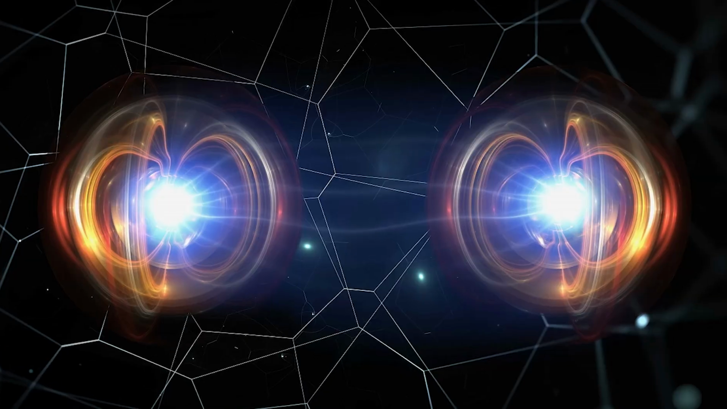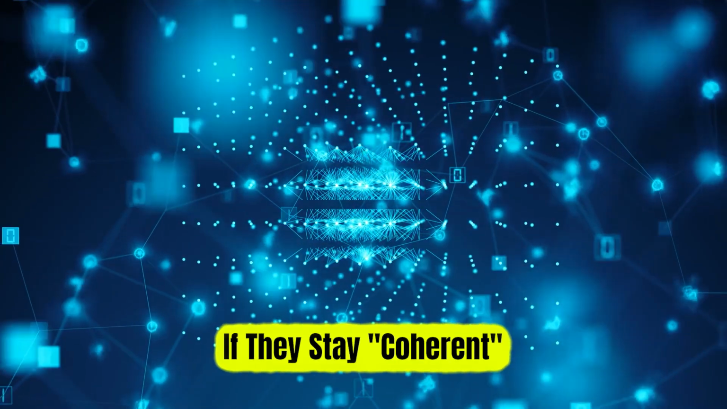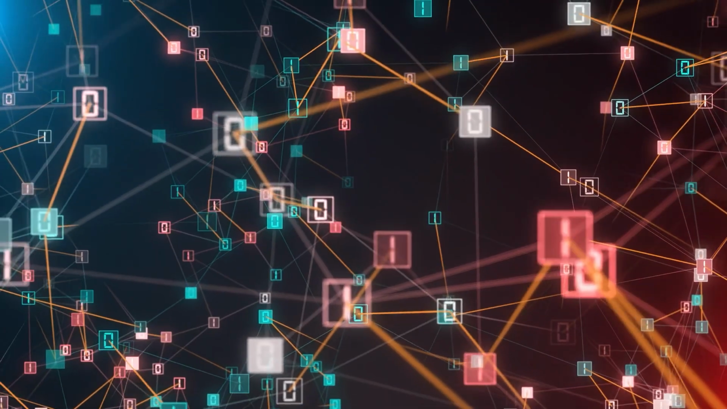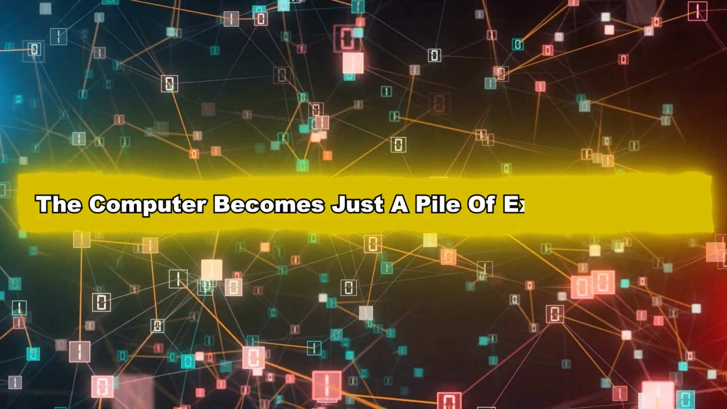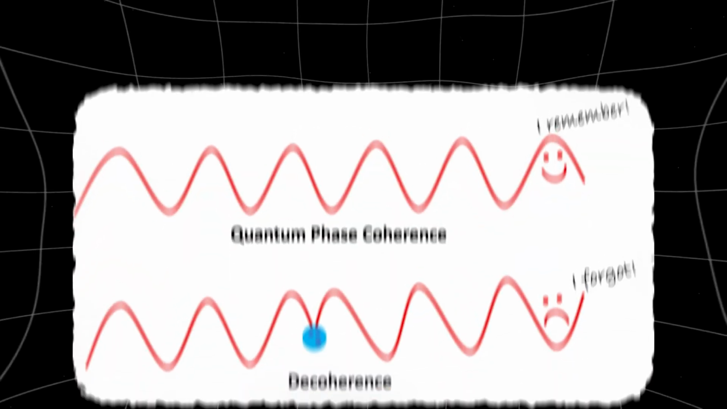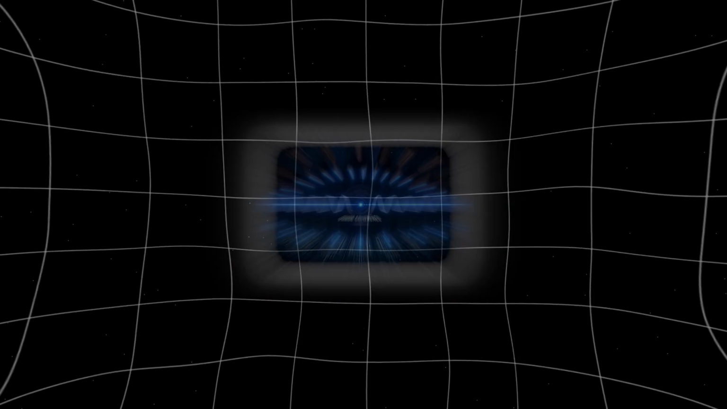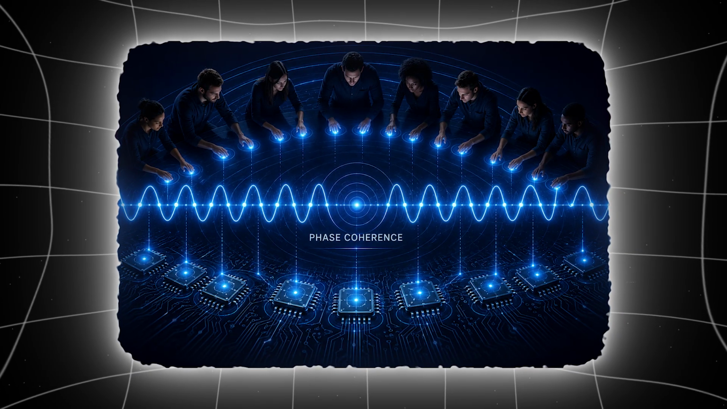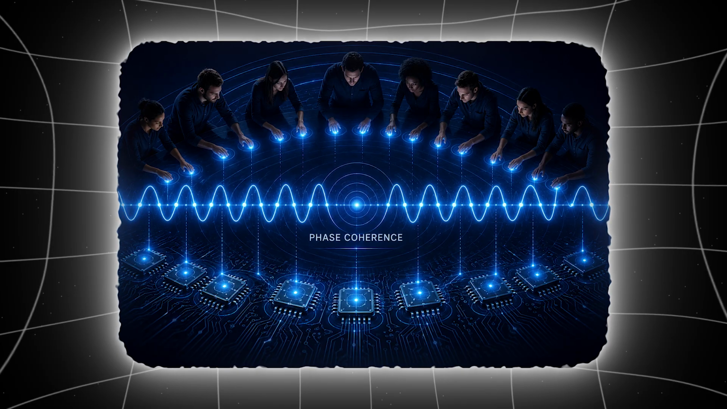Finally, we have the concept of coherence. In a quantum computer, qubits are only useful if they stay coherent, working together in a synchronized wave. The moment they lose that synchronization, decoherence, the computer becomes just a pile of expensive junk. In the next decade, the most successful organizations will be those that maintain phase coherence. This isn't just alignment, it's the ability for every member of a team and every component of a hardware system to vibrate at the same frequency.